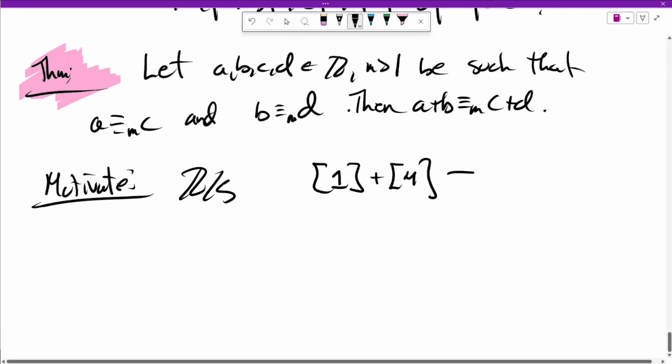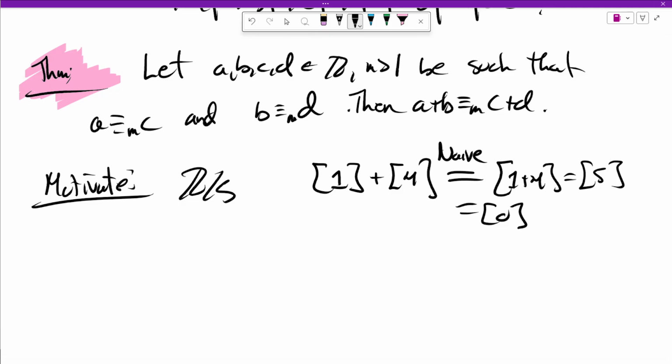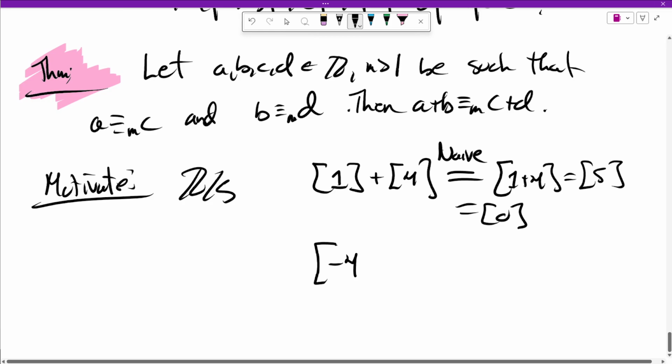So naively, I would just add the 1 and the 4 to get a 5 and hope it works out. And I know that 5 and 0 are the same. But what if someone else didn't like using 1 to represent the equivalence class? What if they liked using, I don't know, negative 4? These are the same thing modulo 5. 1 minus negative 4 is 1 plus 4 is 5. So they're the same thing.